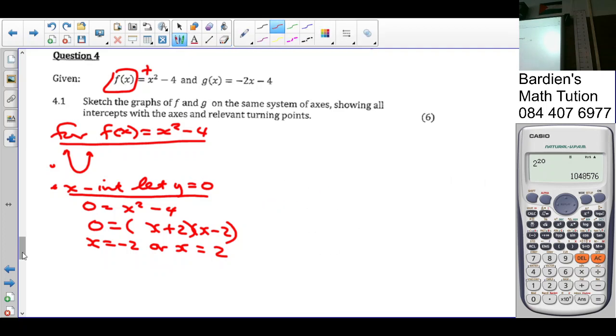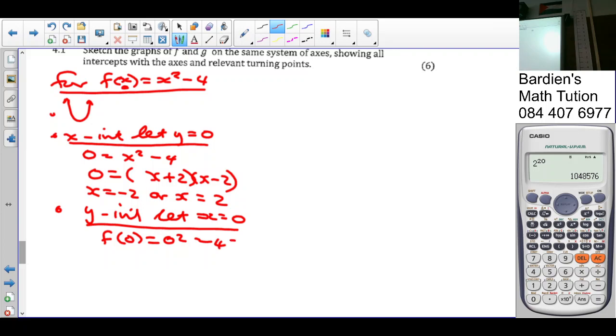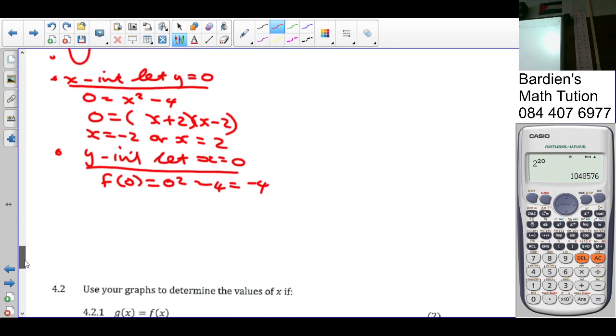Thereafter, we work out our y-intercept. What do you do for y-intercept? Let x equal to 0. So f of 0 is equal to 0 squared minus 4, which is negative 4. So that is enough information to draw that graph.